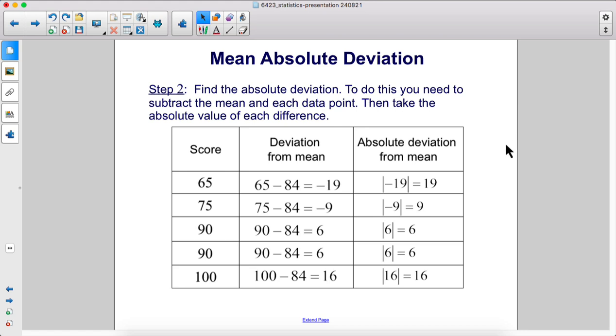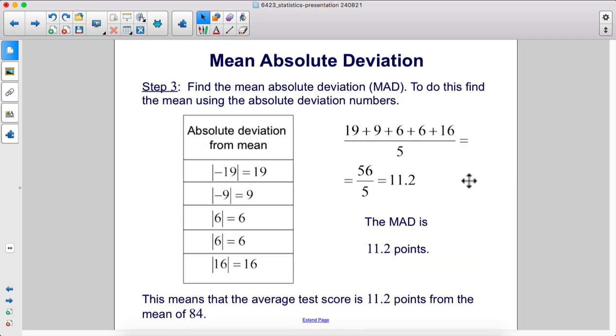Step 2, find the absolute deviation. To do this, you need to subtract the mean and each data point. Then take the absolute value of each difference. So, the mean is 84. So how far away is 65 from 84? It's 19 units away. 75 is 9 units away. 90 is 6 units away. So you can see that we want to compare the mean to each individual score by subtracting them and then taking the absolute value. We don't want negative numbers over here.